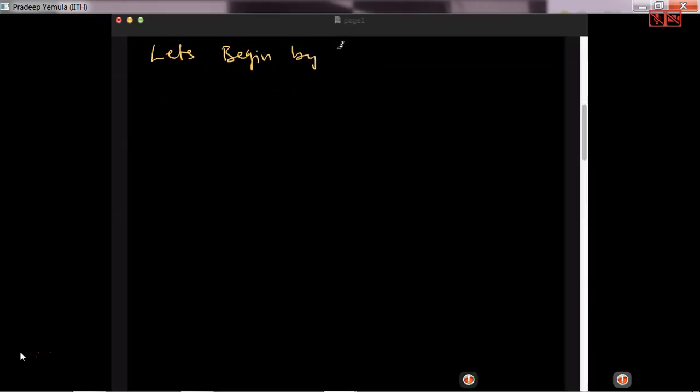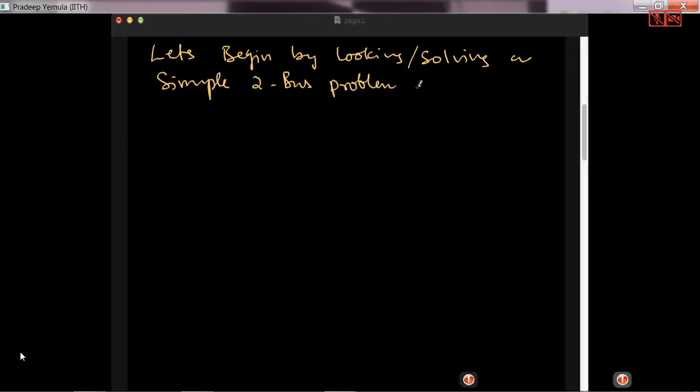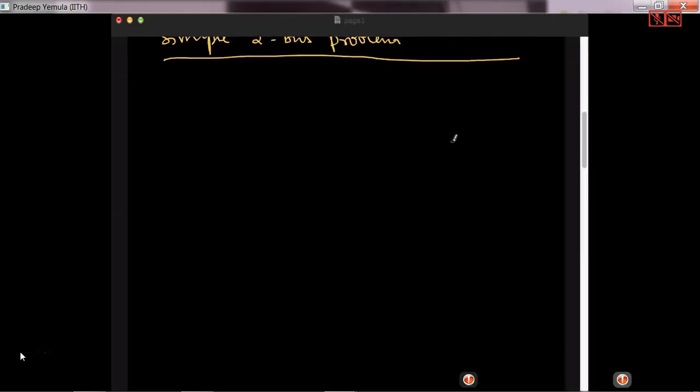Let's begin by solving a simple two-bus problem. Now you can say that in lecture 15 or 16 we have already done this, so why repeat? Basically, as I said, the next step after Newton Raphson load flow is FDLF. So this will be useful, and it is also a kind of review.